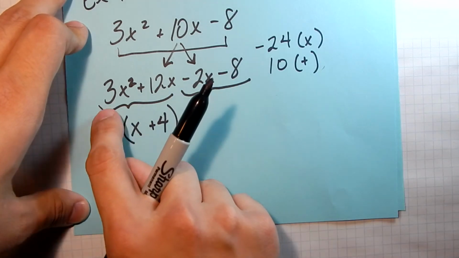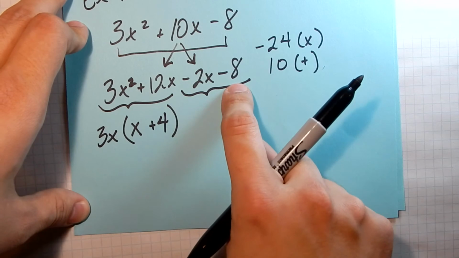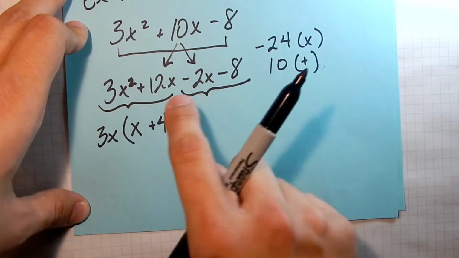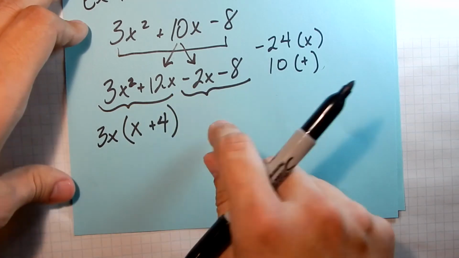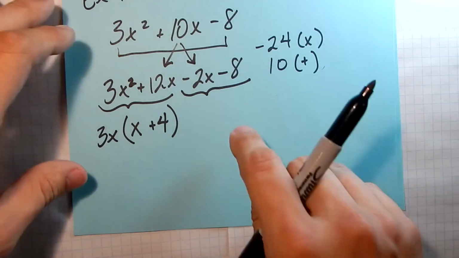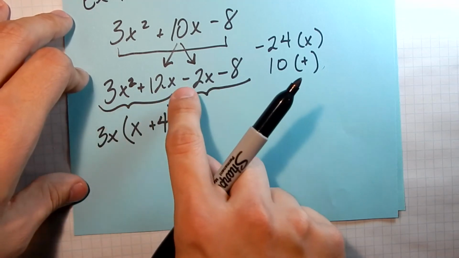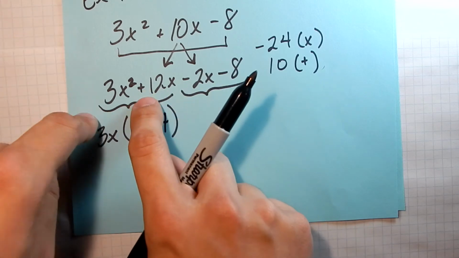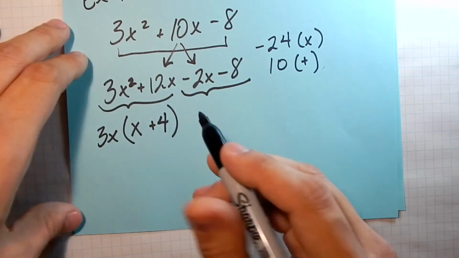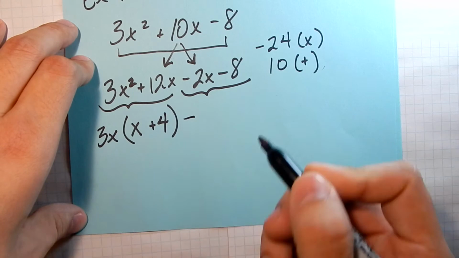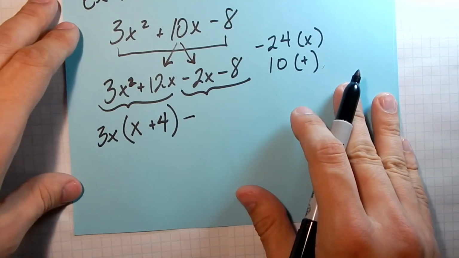So if I have something like positive, negative, negative, positive, for instance, then that would tell me that I need to pull a negative out of my second two terms. Since these signs are in the opposite configuration, I have two positives here, two negatives there, that means whatever factor I pull out is going to be a negative.